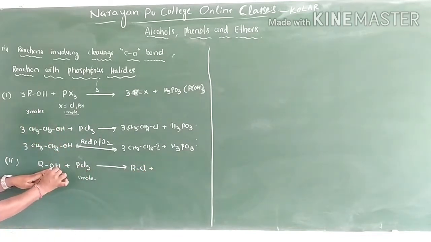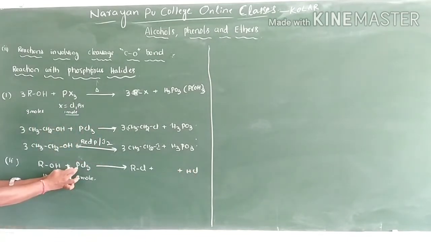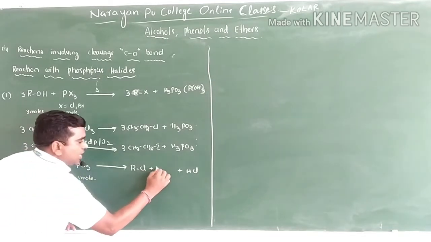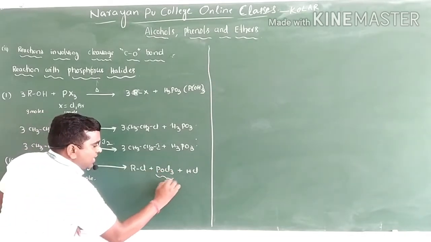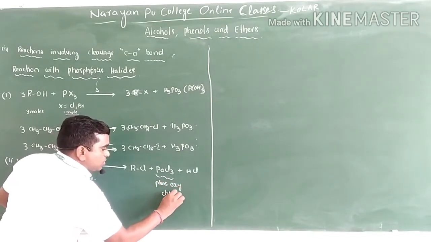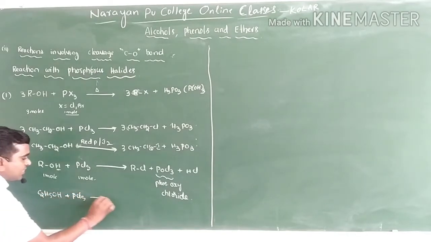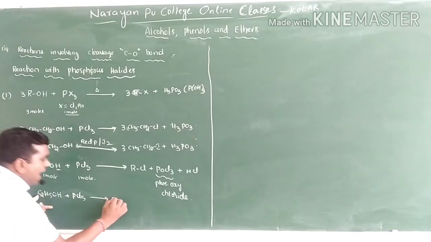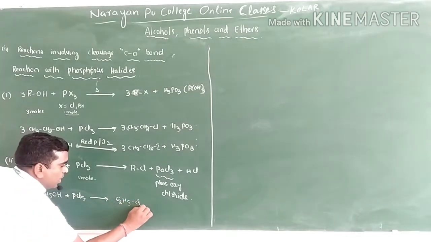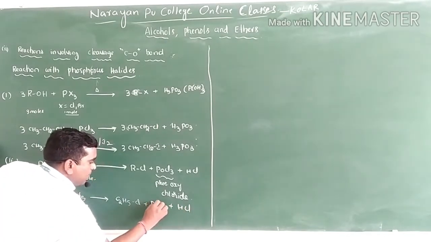And 1 H and 1 Cl will be removed as HCl, plus P and O with 3 chlorine atoms. You will get POCl3, and you will call this phosphorus oxychloride. Here, same. If I take one example, C2H5OH plus PCl5. Then what compound will you get? Ethyl alcohol gives ethyl chloride. 1 chlorine atom will be there, and 1 H and 1 Cl will be removed as HCl, plus POCl3.